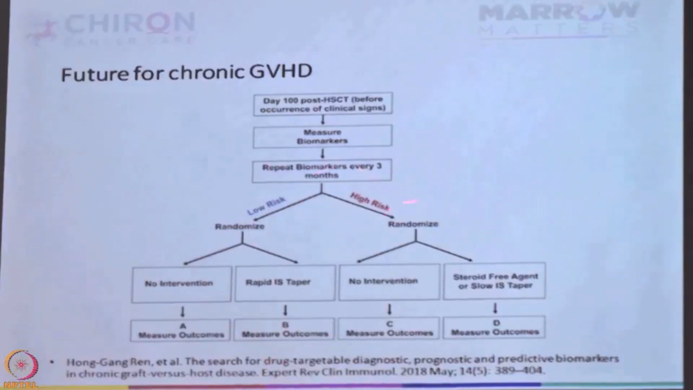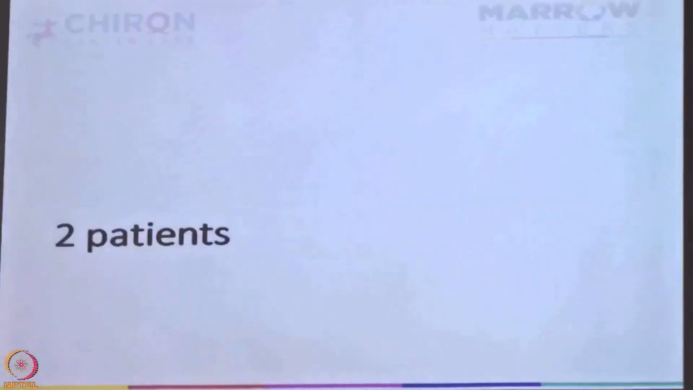However, if they seem to be at a high risk because the biomarker is going up, then we may actually intensify immunosuppression and prevent GVHD if we can find a biomarker. I will just show you two patients and then I end.